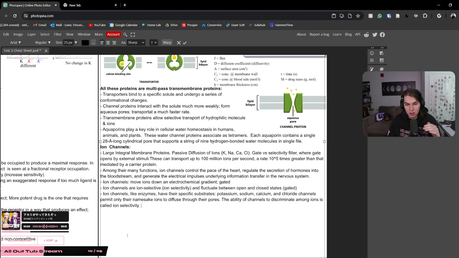And they can fluctuate between open and closed. So essentially, when I need calcium for the heart, the channel is open and then it closes. If it doesn't close, then we're getting an influx.